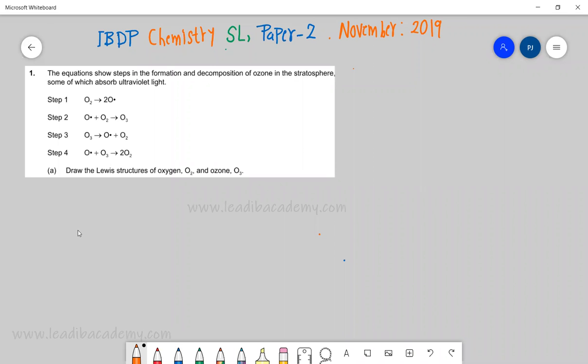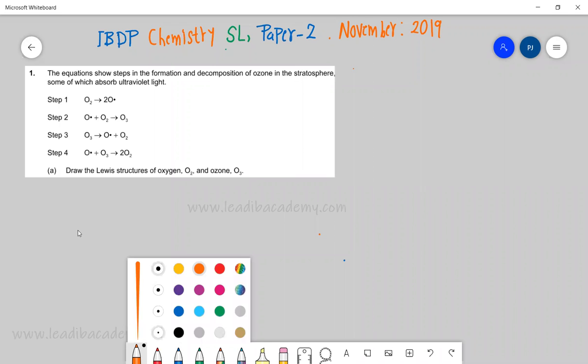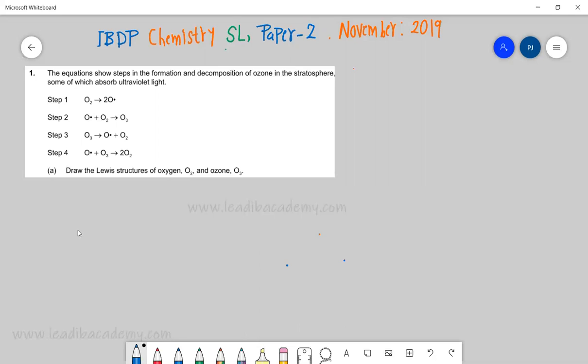So let's begin with our question number 1. Question 1A: the equation shows steps in the formation and decomposition of ozone in the stratosphere, some of which absorb the ultraviolet light. So they have given us step 1, step 2, step 3, step 4 reaction. Draw the Lewis structure of oxygen and ozone, O3. Very, very simple. Let's begin drawing the Lewis structure. So what we do in case of Lewis structure, very simple, oxygen and oxygen.